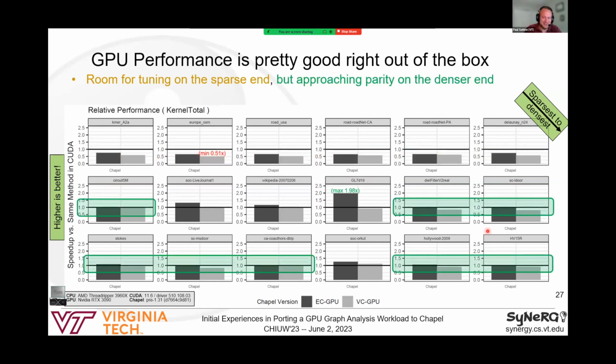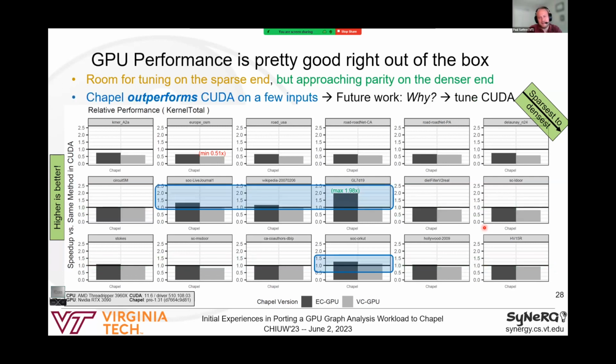But as you get to denser graphs, you really start seeing performance parity, which was way better than we could have expected when considering a new GPU language. And then there's a couple cases where Chapel outperforms CUDA, and we certainly want to figure out why that's happening and feed those insights back into the CUDA and SYCL implementations.